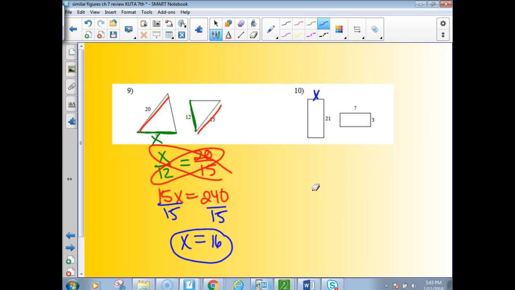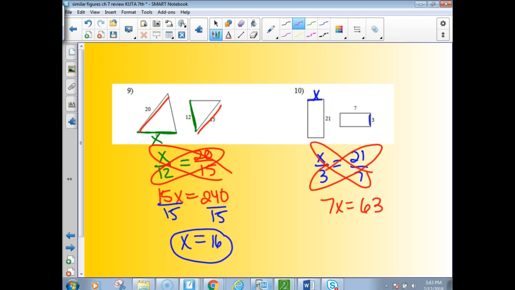On number 10, putting an x on the short side to short side would give me x over 3 equals 21 over 7. Cross products are equal. 7 times x equals 3 times 21, which is 63. Divide by 7, and that would give us x is 9.